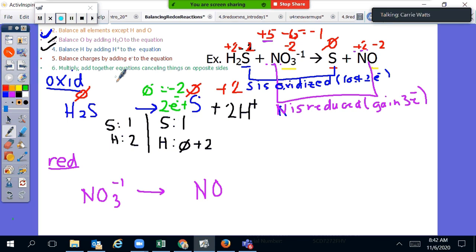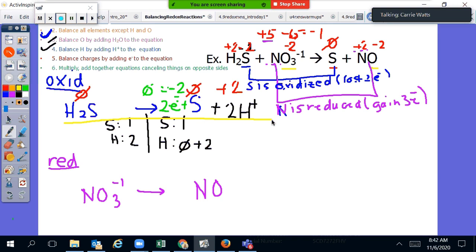Okay, so now we've balanced the charges by adding the electrons to the equation. 2 electrons plus 2 H plus gives you 0. So now that's balanced, and we're done with steps 1 through 5 for this half equation. Now we're going to do the same thing for the reduction equation.